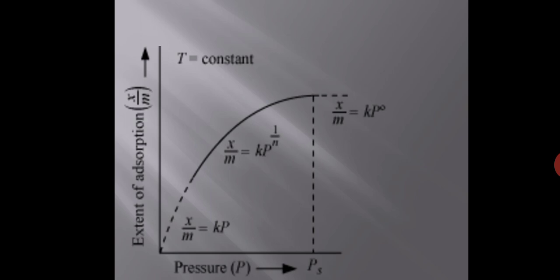After the saturation pressure, you can see the graph is a straight line here. This straight line means x by m remains constant. That means if you increase the pressure, x by m does not increase. So pressure is independent here, P to the power 0.